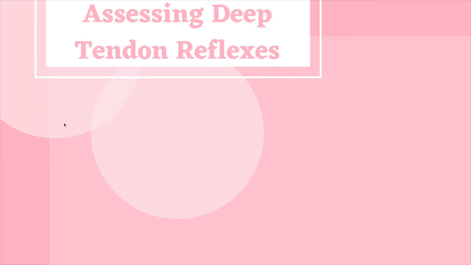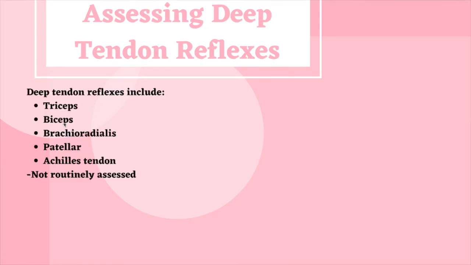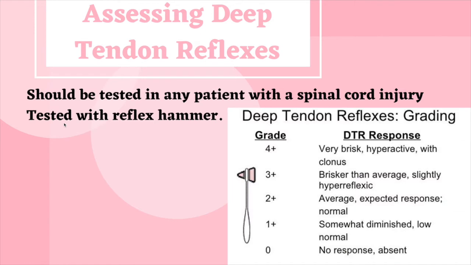Right now, let's go to assessing deep tendon reflexes. Deep tendon reflexes include triceps, biceps, brachioradialis, patellar, and Achilles tendon. These are not routinely assessed, but should be tested in any patient with a spinal cord injury, using a reflex hammer. Deep tendon reflex grading: 4+ means very brisk, hyperactive with clonus. 3+, brisker than average, slightly hyperreflexive. 2+, average, expected normal response. 1+, somewhat diminished, low normal. 0, no response or absent. So what we want is 2+, that's the normal.